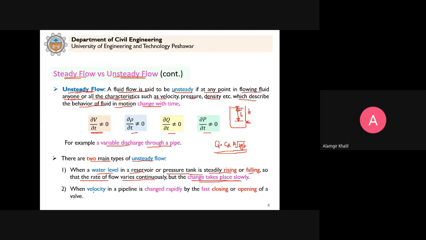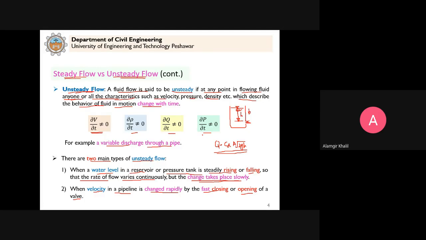The second one is that when velocity in a pipeline is changed rapidly by the fast closing or opening of a valve. You might have seen that when we open the valve, even in your houses, in the washroom or in the kitchen, when you open the tap, the water rushes through it. Or when we close the valve, we suddenly bring the water to rest. We are destroying the momentum of water, because the water is flowing in a pipe, and when you suddenly close the valve, you suddenly bring the water to rest. So these are the two main types of unsteady flow problems.